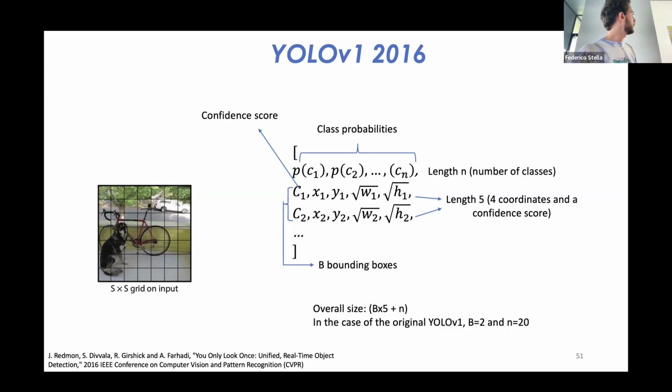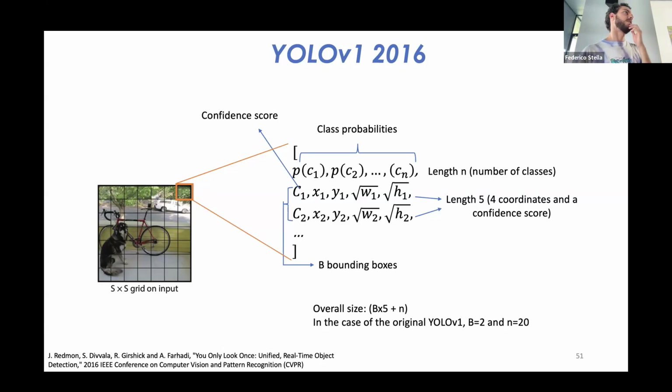So what they do is that they divide the input image on an S by S grid, and they do this for every piece of the image, for every rectangle, every square in the image. Is it kind of clear?